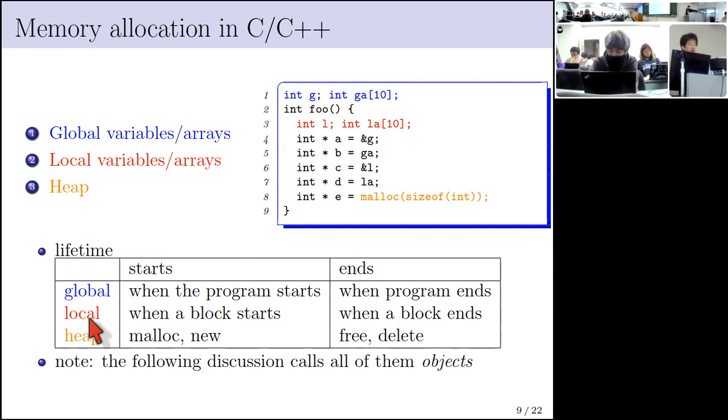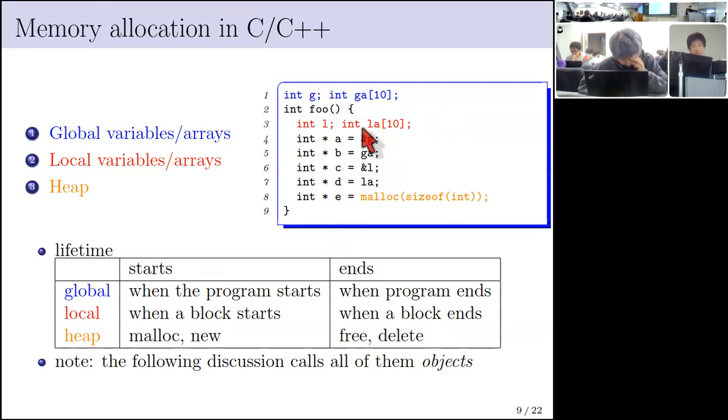But it's different when you are using local variables. The lifetime of local variables starts when a block or a function starts. So this variable or array is allocated when this function foo is called, right? And more importantly, its lifetime ends when the block ends, or in this case, when the function ends. So when a function returns, the lifetime of these variables also ends, which means that if you access these variables after this foo function returns, you are not guaranteed to get what you expect.